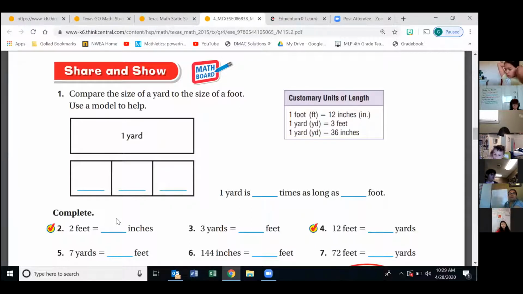Big to small. You multiply. Okay, but how many feet are in 1 yard?